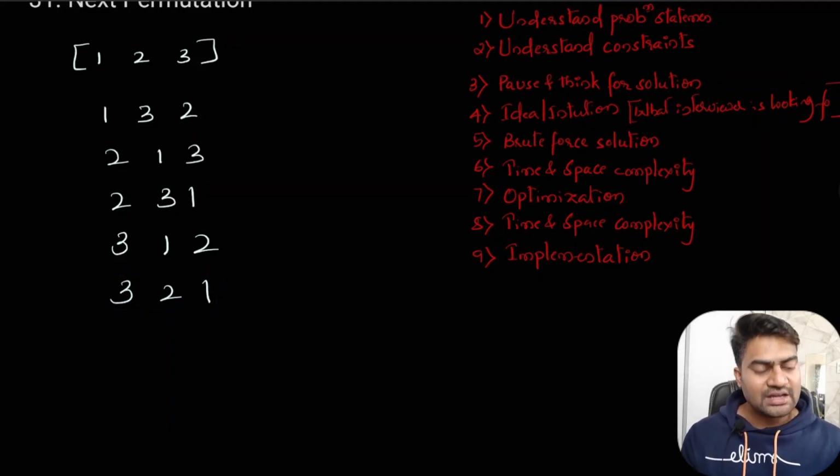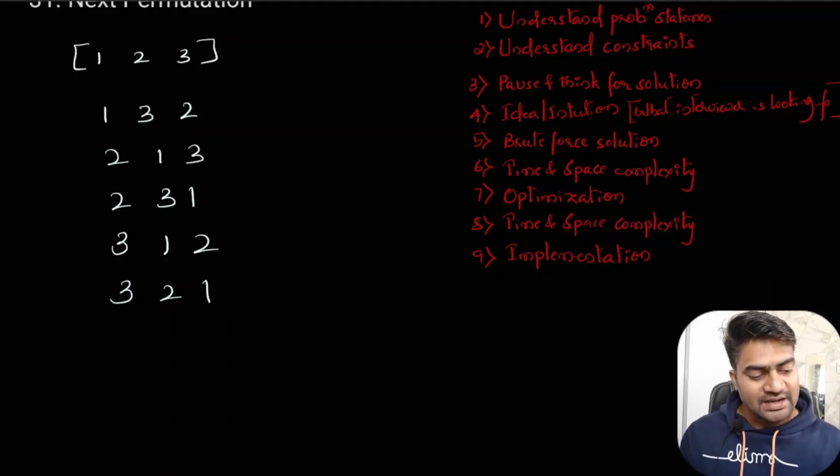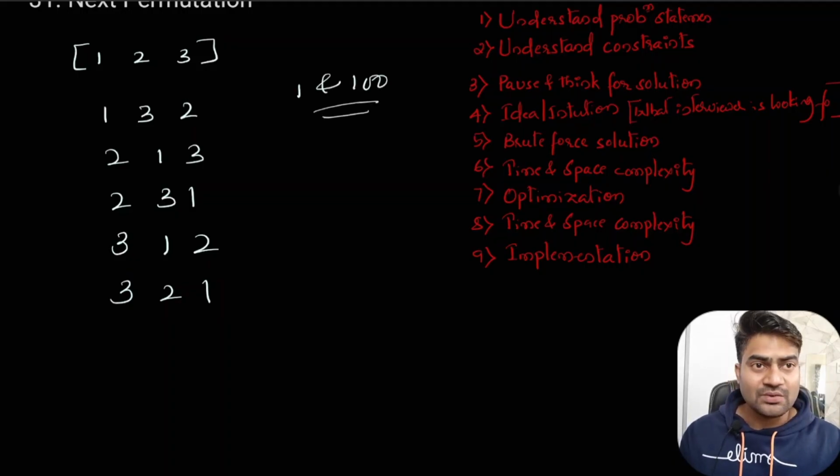So with that, we have also understood the constraints. Basically our array length will be between 1 and 100. So this is the problem statement.